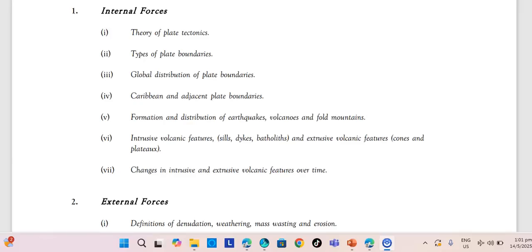Where do earthquakes happen? Earthquakes happen mostly along plate boundaries, and we did establish that plate boundaries are, do you remember? Where plates meet. For example, the Caribbean region has earthquakes because the Caribbean plate meets the North American plate.